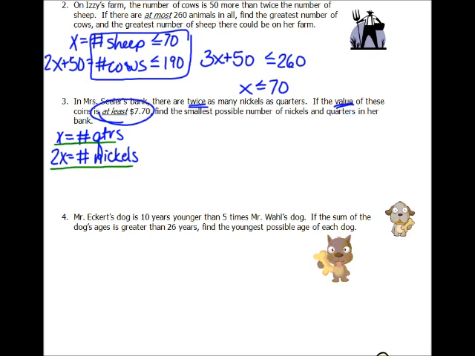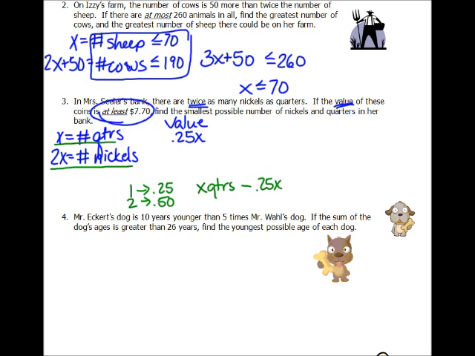Now, if you think about this, we need to look at what is the value of a quarter. 1 quarter has a value of 25 cents. What's the value of 2 quarters? 50 cents. What's the value of x quarters? It's going to be 0.25x, right? So the value of x quarters is 0.25x.